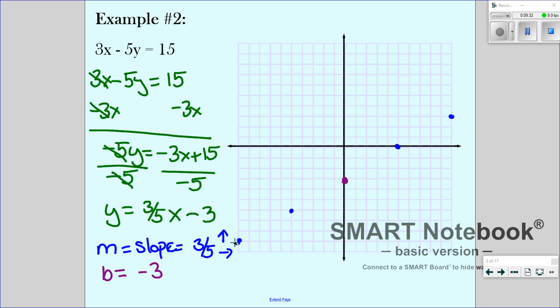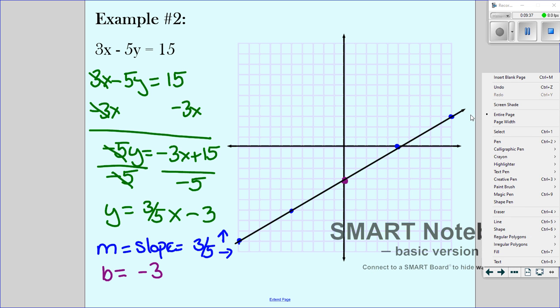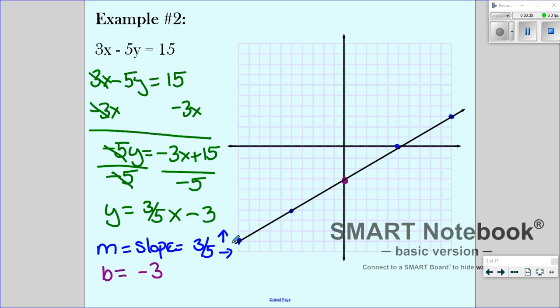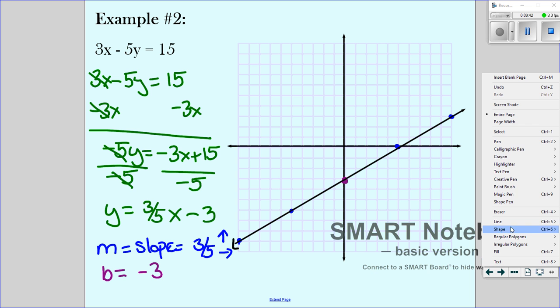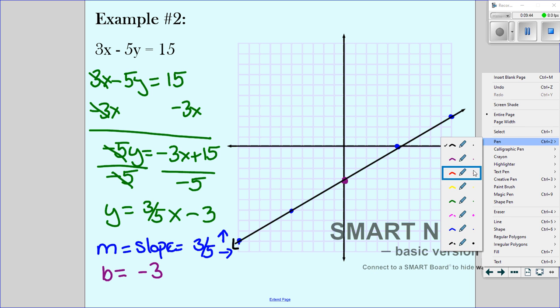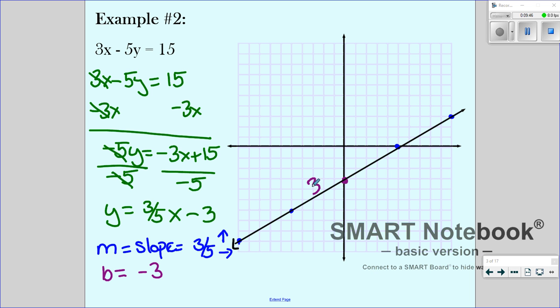I'm going to connect the dots, or the points. Make sure I have arrowheads on both sides. I already have one. And then I'm going to put the other one here. And then I'm going to label with the original, so 3x minus 5y equals 15. And there you go. You've got your equation of a line based on you converting from standard to the slope-intercept form, and using the b and the m to find your points and get the line.